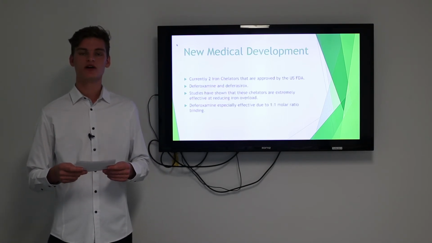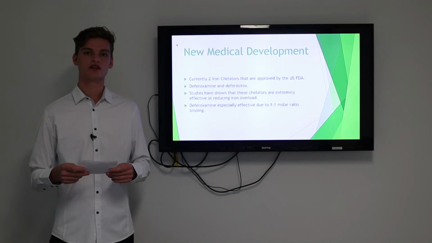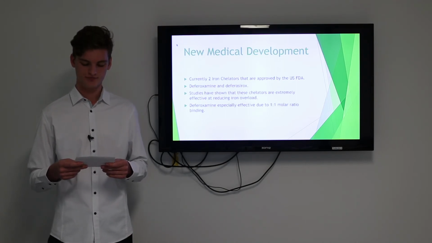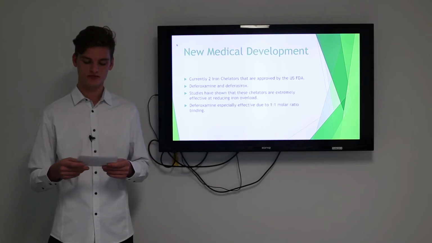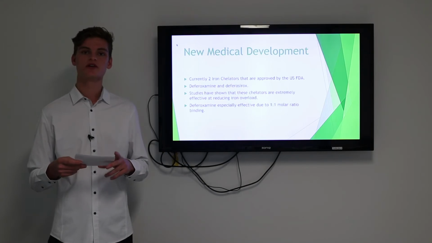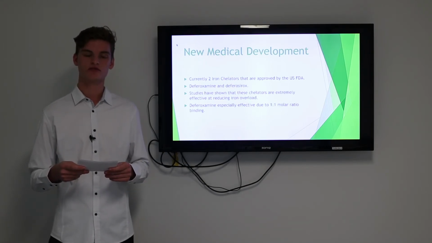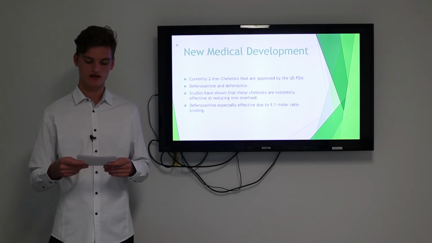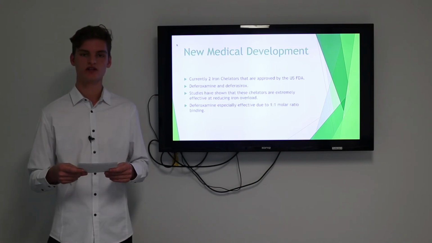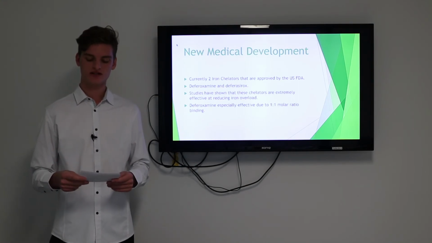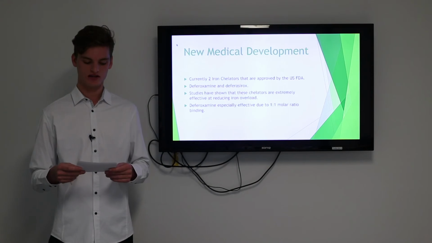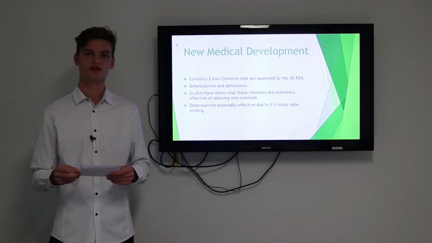There are currently 2 iron chelators that are approved by the US FDA, which is the United States Food and Drug Administration. These are deferoxamine and deferasirox. There is also another iron chelator that is currently for use in Asia, Europe, and Canada, but hasn't yet been approved for use in the US by the US FDA. This drug is called deferiprone. Many studies have since proven that iron chelators are extremely effective at reducing iron overload.